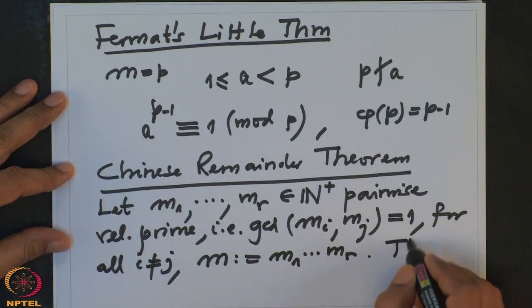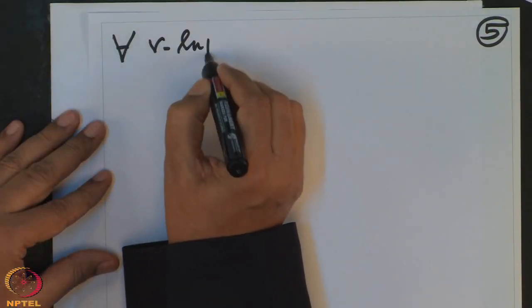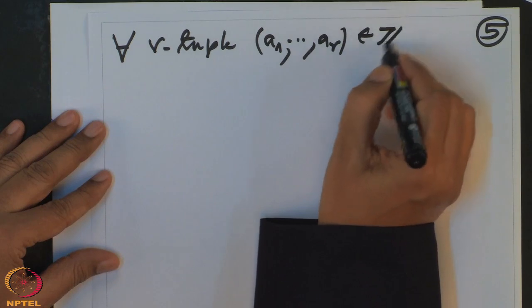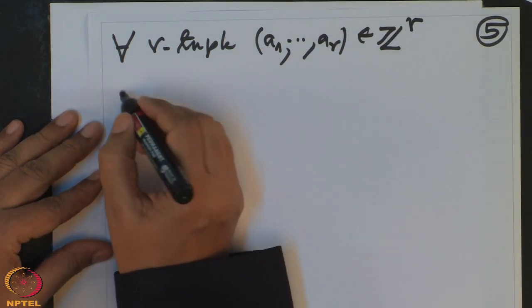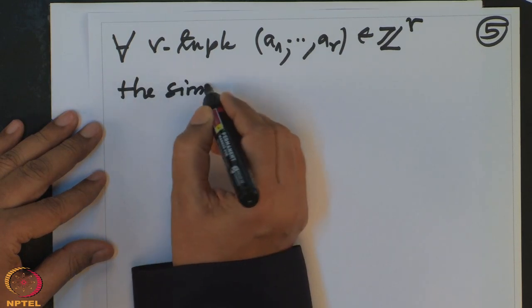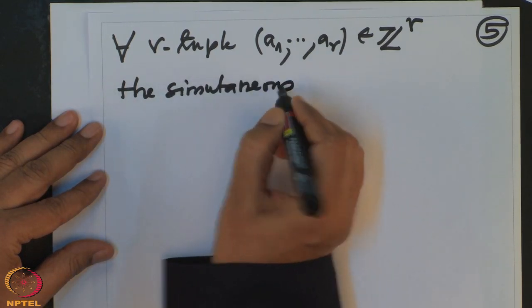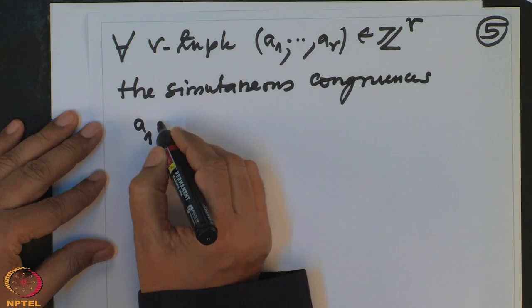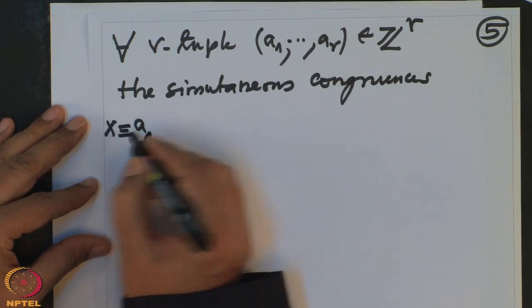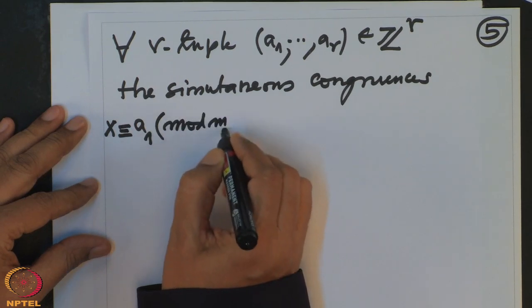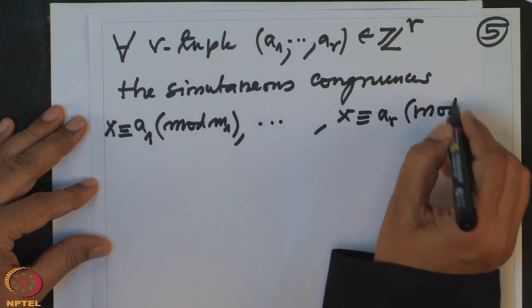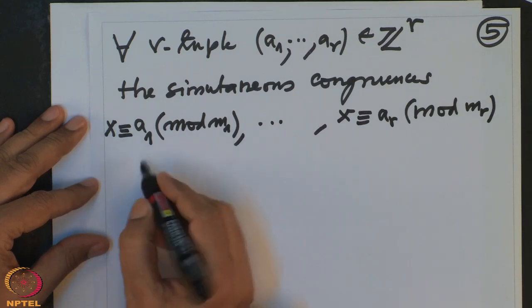Then for every r-tuple A1 to Ar of integers, the simultaneous congruences x congruent to A1 mod M1, up to x congruent to Ar mod Mr, have a solution in Z.